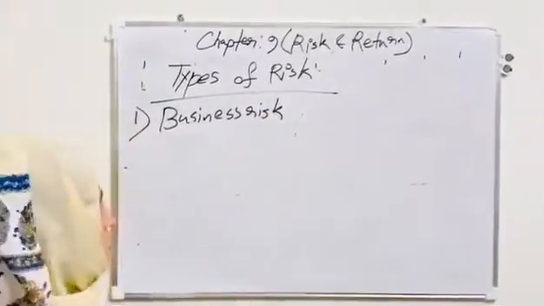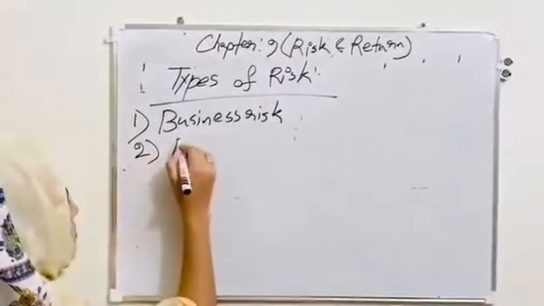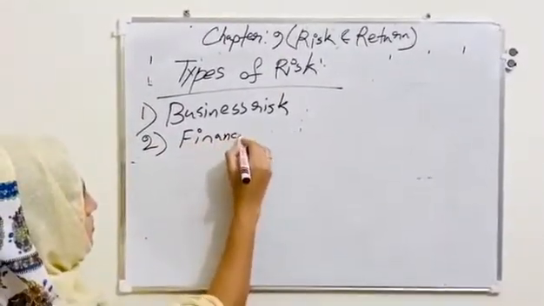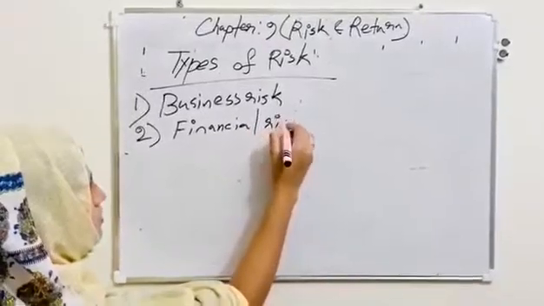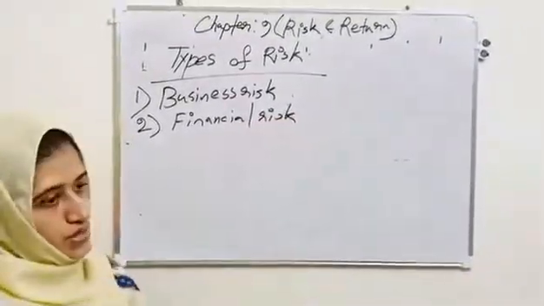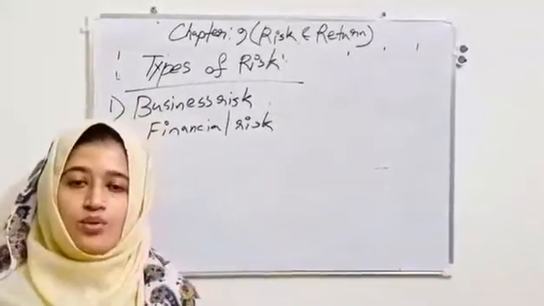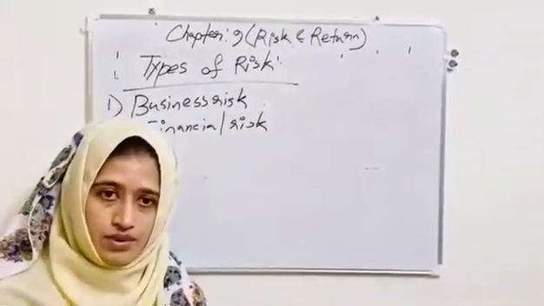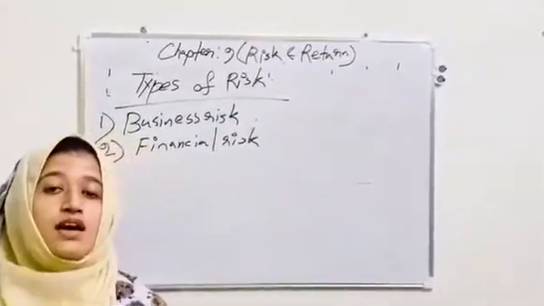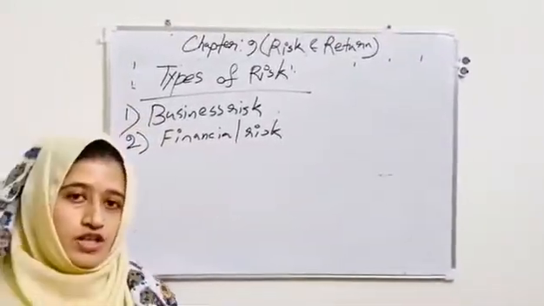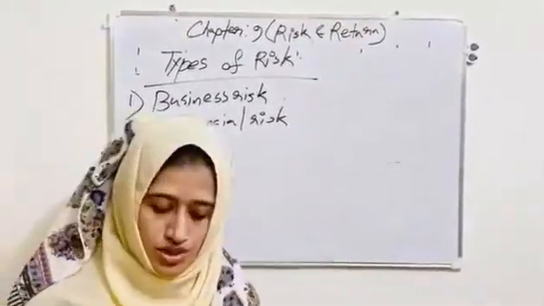And second one is financial risks, which is related with the liability. That means loan or debt. The higher the liability increases, the possibility of financial risks will be increased.